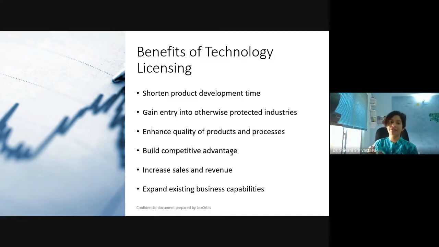And then it will give you entry to protected industries, and it will help to enhance the quality of products and processes. The same thing, if you don't have infrastructure and the other industry has infrastructure, you can give a license and they can rework on the technology to enhance the quality of product and processes. It will help to increase sales and revenue, and it will give you a lot of other business opportunities.